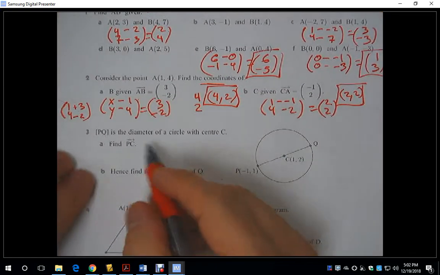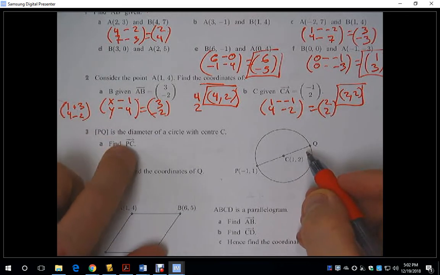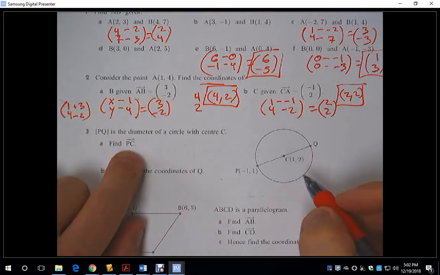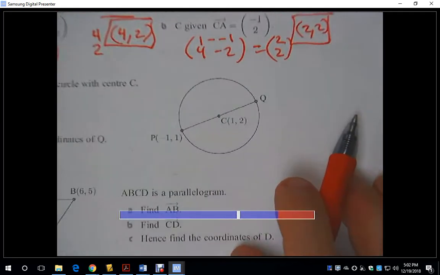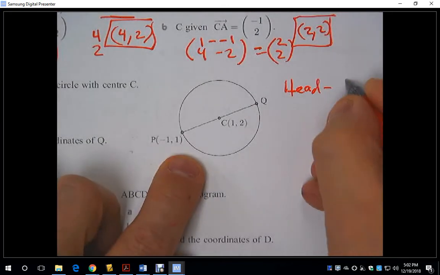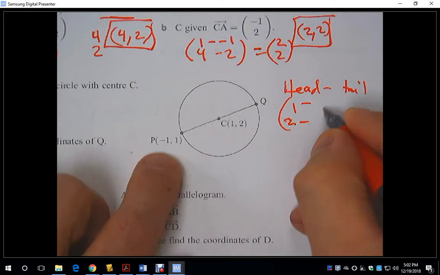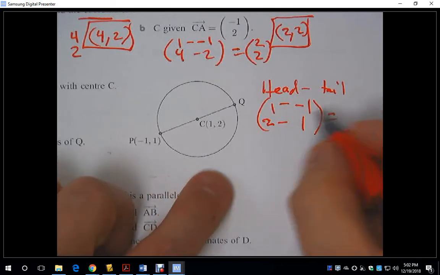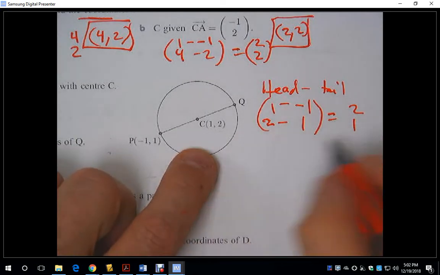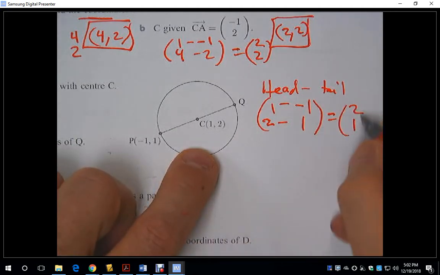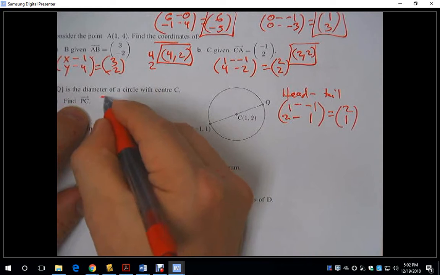Now if we look at 3, it says here that we have a diameter from P to Q, and this is some circle with center C, and I want to find the vector from P to C. So we're going to do what we said before. We're just going to take head minus tail. The head is 1, 2, and we're going to subtract negative 1, 1, and that's going to give us 1 plus 1, which is 2, and 2 minus 1, which is 1. So our new vector is 2, 1. This vector here of P to C is 2, 1.